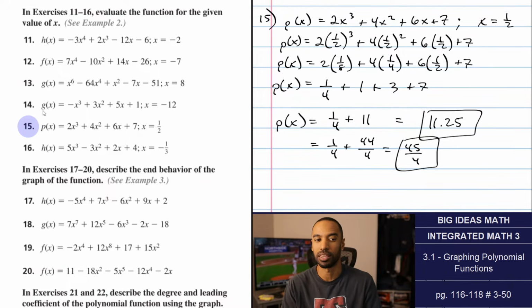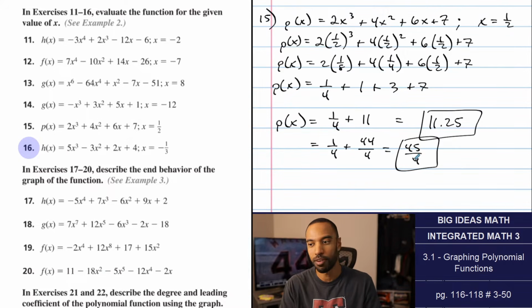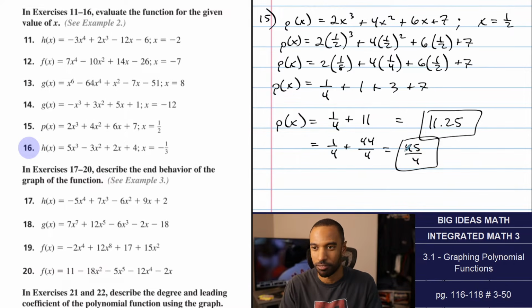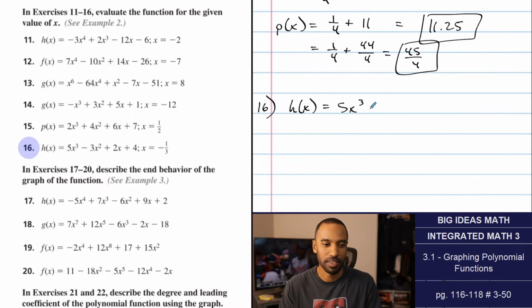Even though, listen, the mixed number probably makes more sense than the improper fraction when it comes to graphing it. How are you going to graph 45 fourths? I don't know. How are you going to graph 11 and a quarter? You go here. I get it. We just don't say that anymore. I don't know why. We just don't. I do know why. I'm just not going to be expressive about it. Basically, don't expect that on an answer key. Next: 5x cubed minus 3x squared plus 2x plus 4.